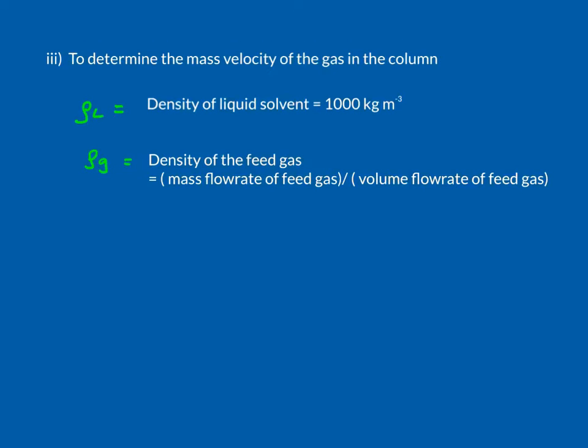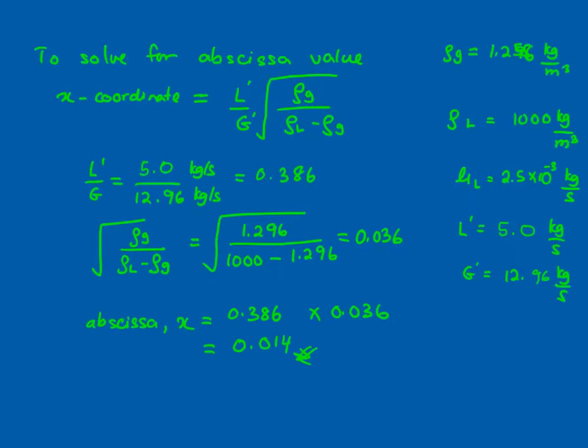Can you do the substitution to get the answer for the density of the gas? From the substitution, we get the density of the gas equal to 1.296 kilogram per meter cube. Do you get the answer? So based on the substitution that we have from the data that we have here, we substitute all data that we have calculated into the given formula to calculate the abscissa value.